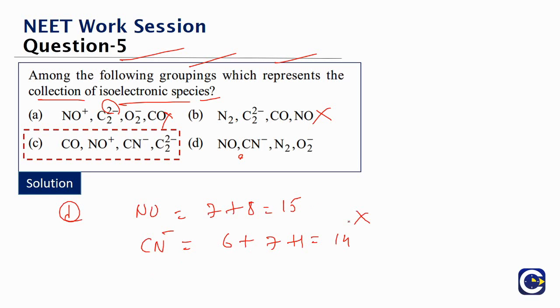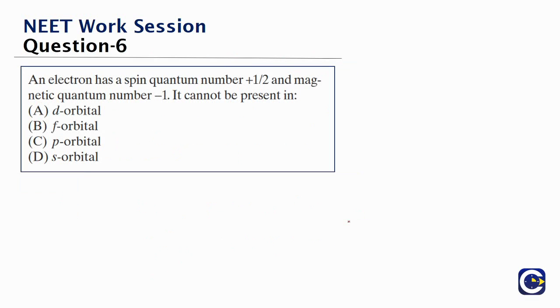But anyway, we already got our answer. Option C will have the isoelectronic species. Okay. Let's go to question number 6.